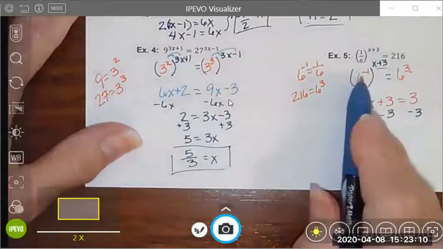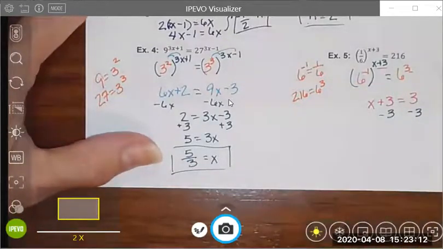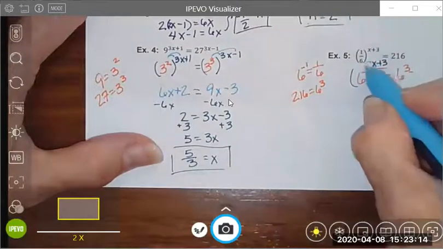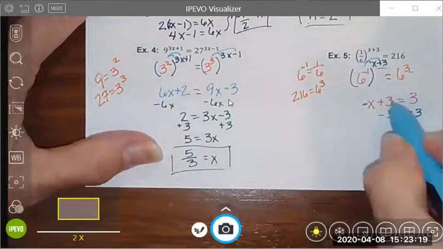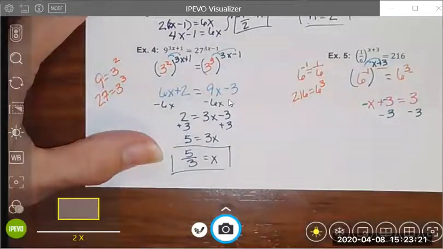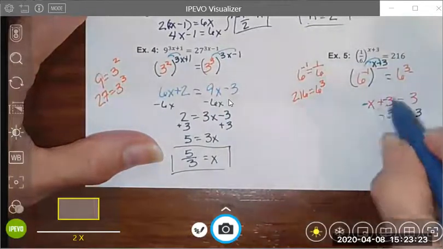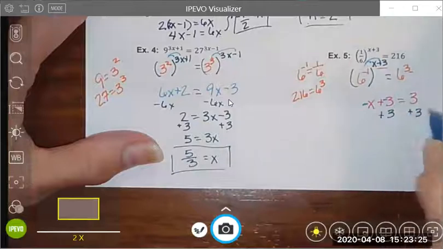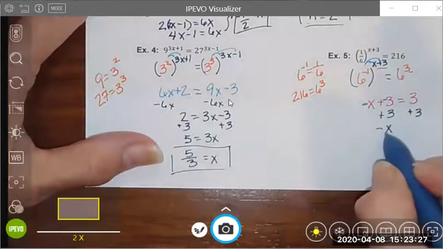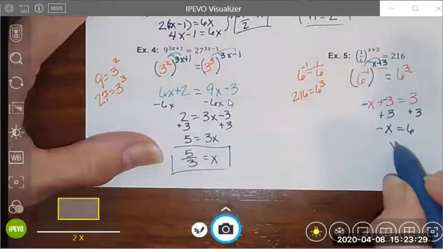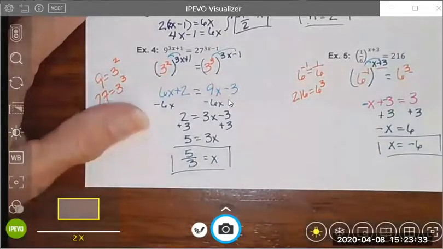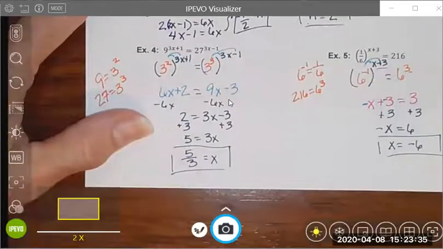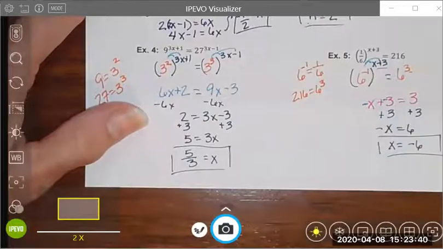Ah, I lied. I do need to distribute this. I didn't lie, I just forgot. There is a -1 there, making this a -x and this a -3. I caught myself just in time. So now I'm going to add 3 to both sides. I end up with -x equals 6, or x equals -6. And there we have solved a rather complicated exponential equation.